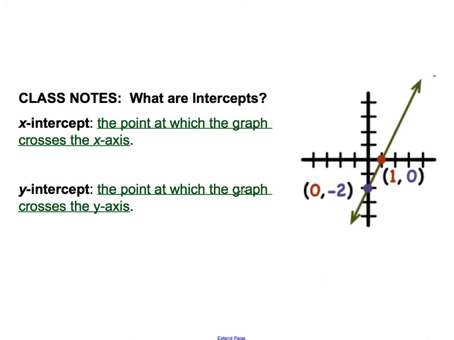Same thing with y-intercept. It is the point at which the graph crosses the y-axis. Remember, y is up and down. Remember, it could be distance, it could be velocity, it could be any variable. So that would just be the d-intercept or the v-intercept. But it is a point. Notice I have ordered pairs. So this is your x-intercept. This is your y-intercept. Okay?